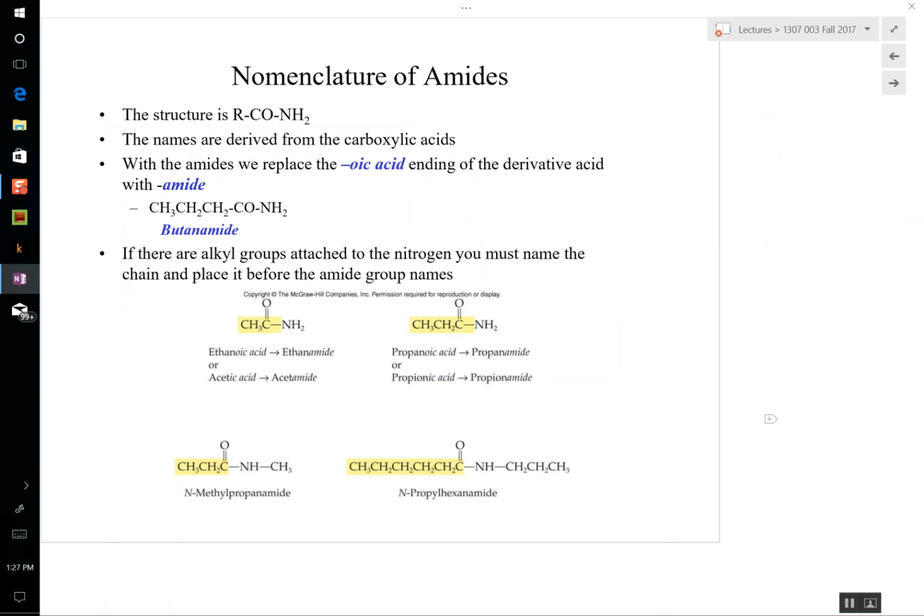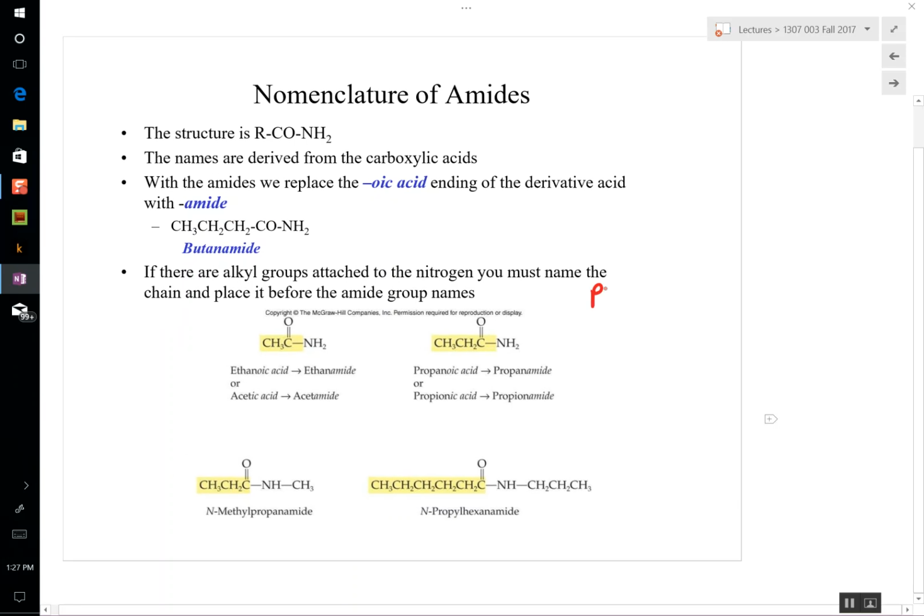I think the best way to approach this in terms of naming it is just count the longest chain. Just do it the way we've been doing it. Count the longest chain, including the carbon that has the carbonyl: 1, 2, 3, propane, drop the E, and add amide. So propane, drop the E, propanamide.